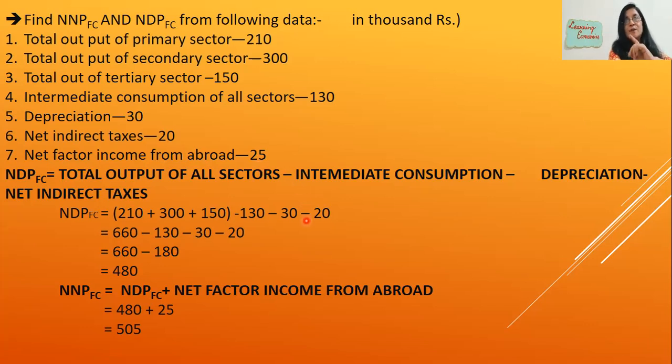And I had told you one question yesterday: whether domestic income can be more than national income. In which case? In this case only, when our NFIA will be negative, our domestic income will be more than our national income. So students, I hope that you have understood this. You can see the questions from your books and start practicing questions.